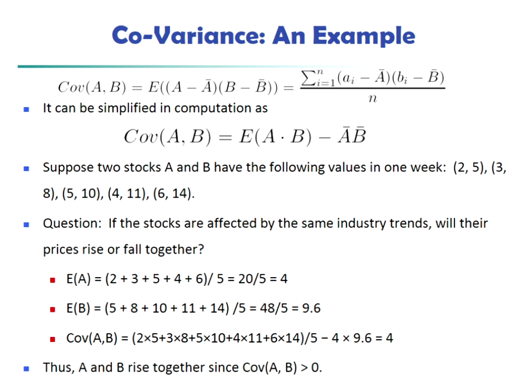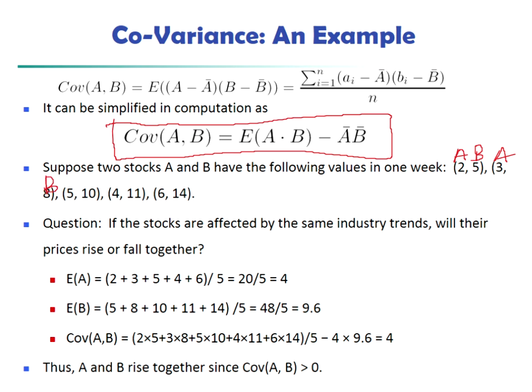So there is another formula for covariance of A and B, this one. The covariance of A and B equals the mean of A multiplied by B minus the mean of A multiplied by the mean of B. Let's take an example. Please, your attention please for this example. Suppose two stocks A and B have the following values in 1 week. The first one A, B, etc. So question, if the stocks are affected by the same industry trends, will their prices rise or fall together? So here, to respond to this question, we have to calculate the covariance.